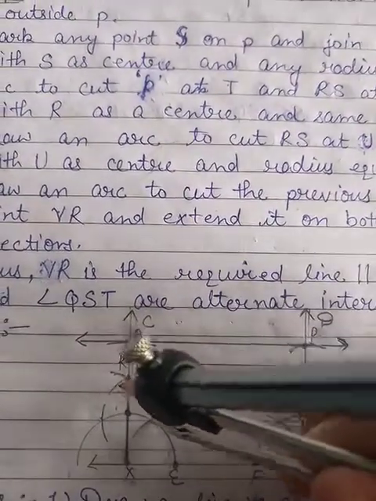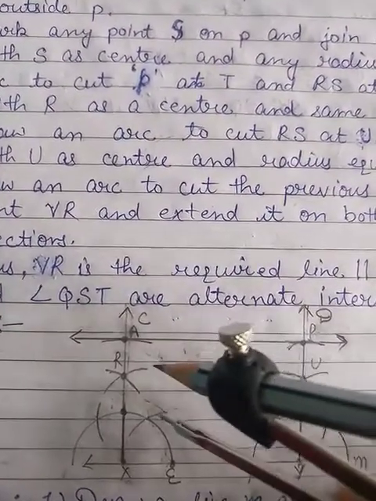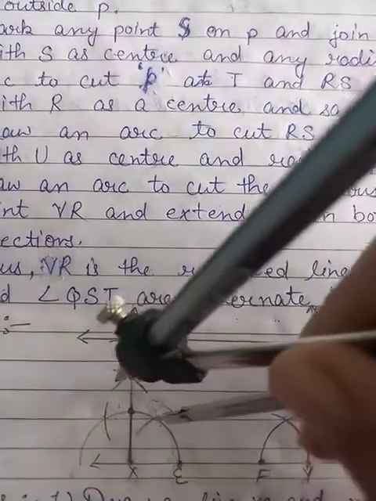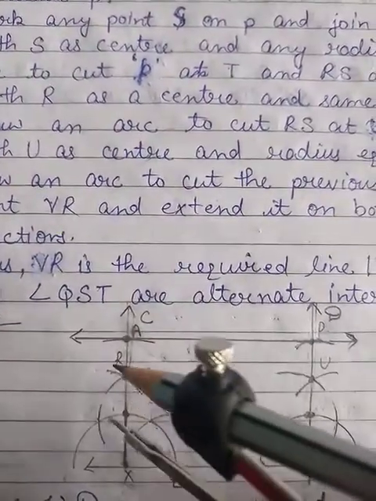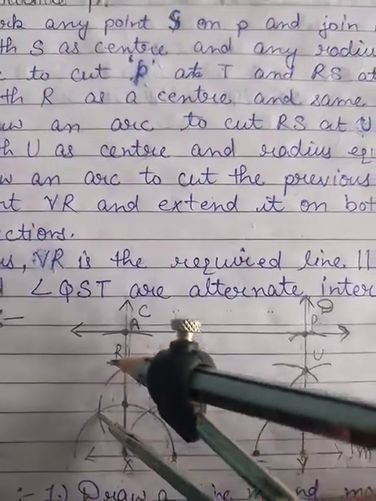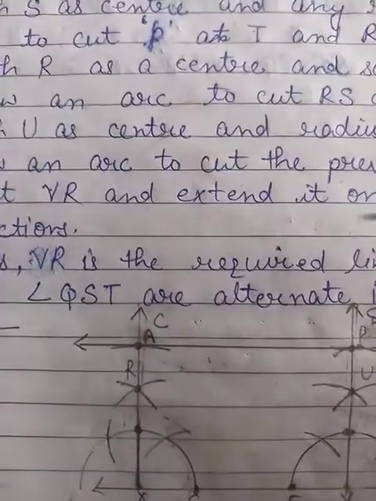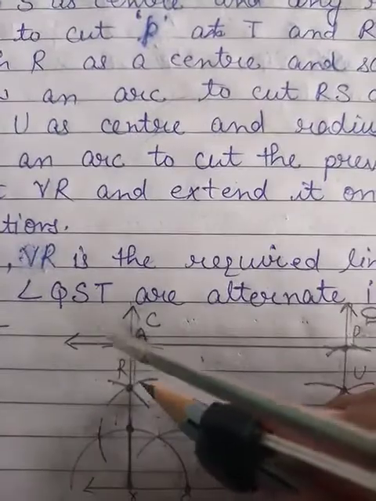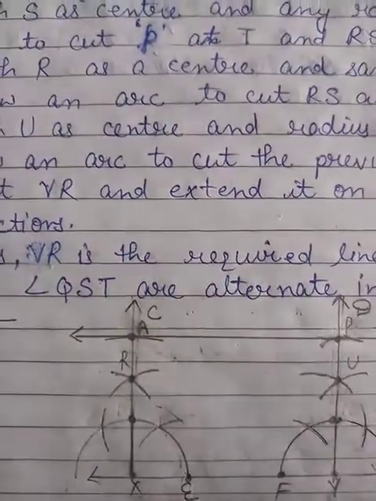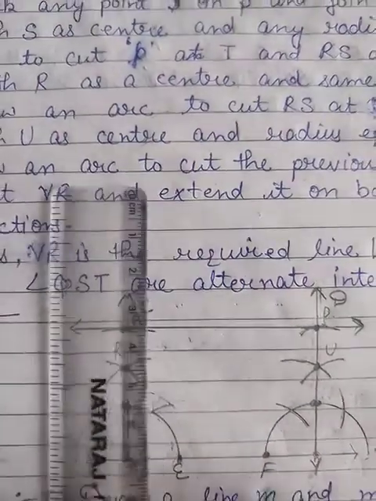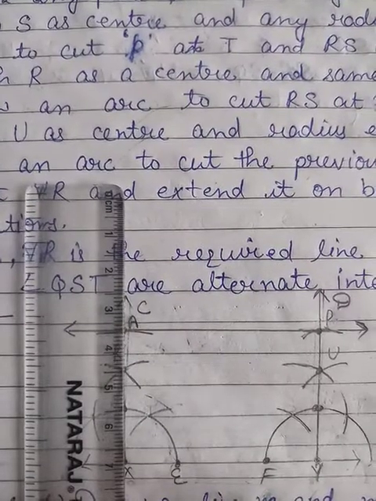Now after that, by taking the same radius from this point I will mark an arc upward, and from this point I will intersect the arc which I have made. Okay, clear? By passing through this point I will draw a straight line. Clear? I will draw a straight line with any extent.